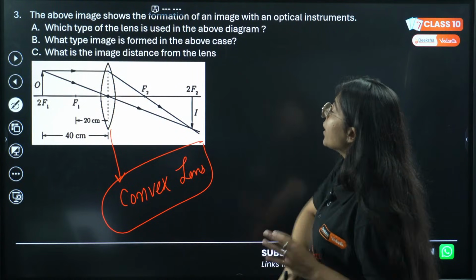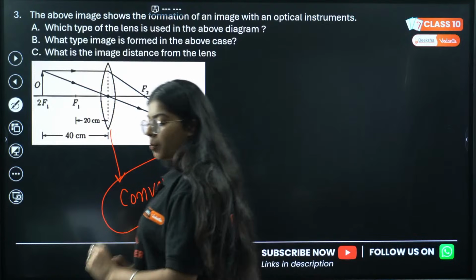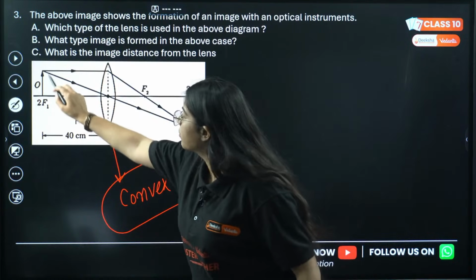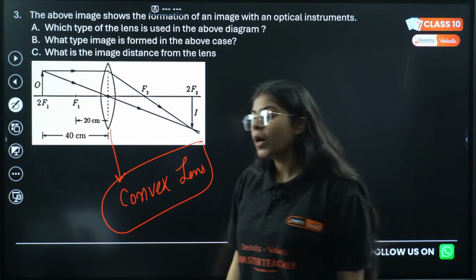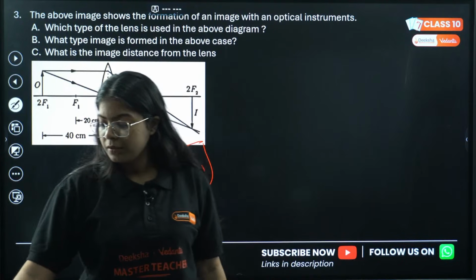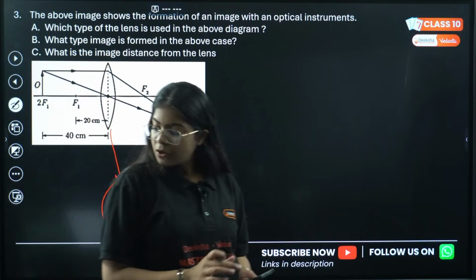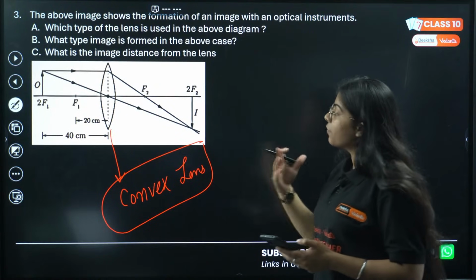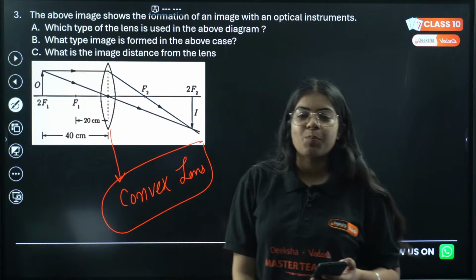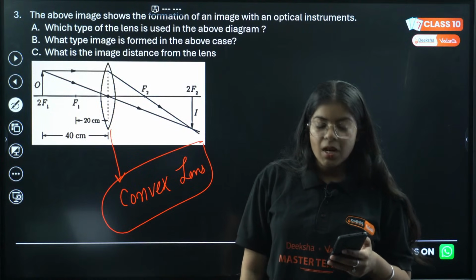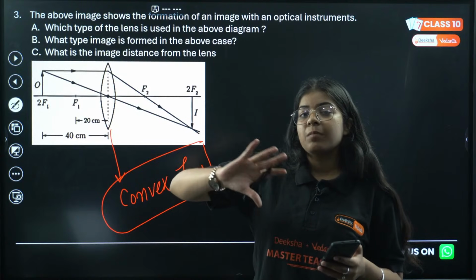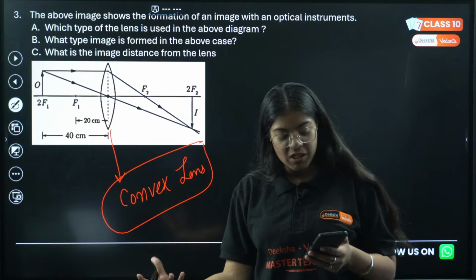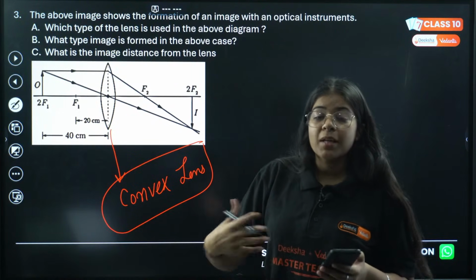Second part, what type of image is being formed in the above case? What kind of image is being formed? This is my object and this is my image. Let me know what kind of image is being formed. Convex, Parth is saying convex. Very good. Now let me know what kind of image is being formed in this particular case. There we studied, right? The image can be real, it can be virtual, it can be inverted, it can be erect, it can be same size, it can be diminished or magnified.